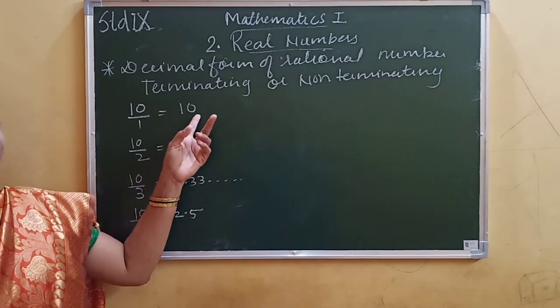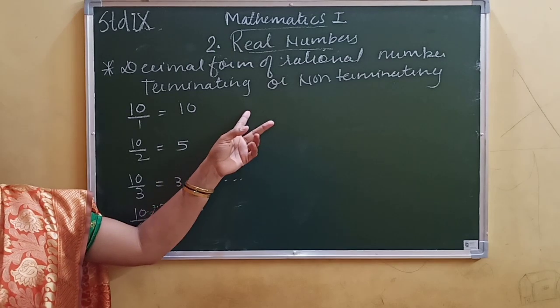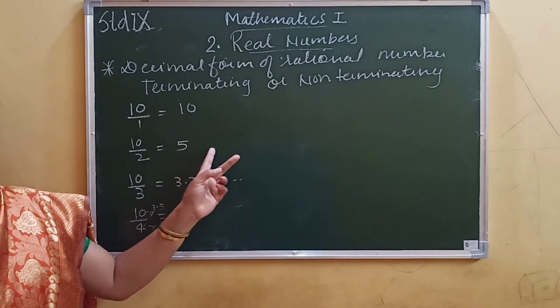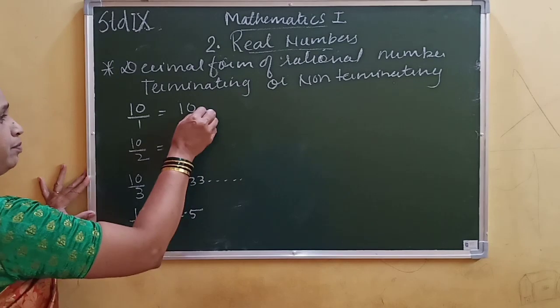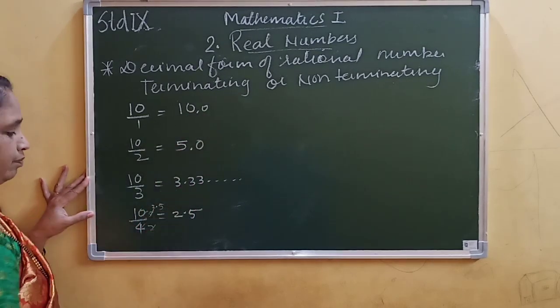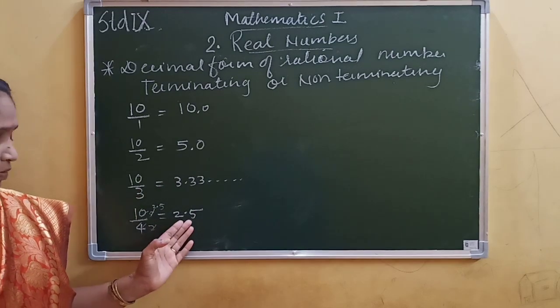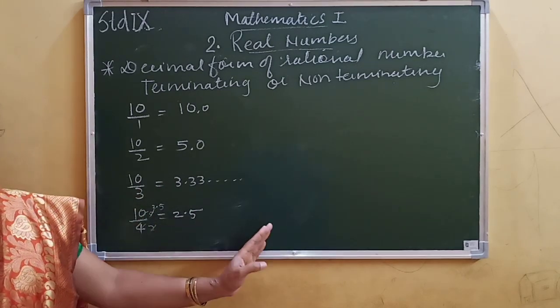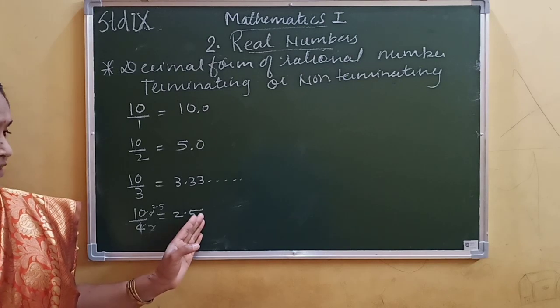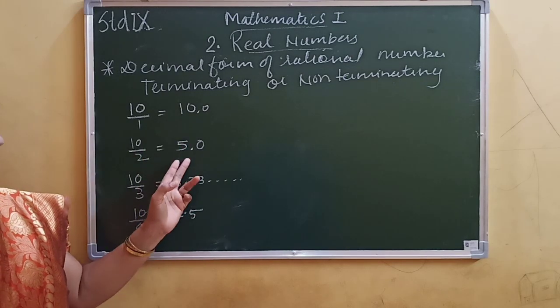Now see here. Here we got 10. Here is further division there? No. Here also no. Means we can write 10.0. Here we can write 5.0. Here it is 2.5. Means further division is possible? No. Means this is terminating.